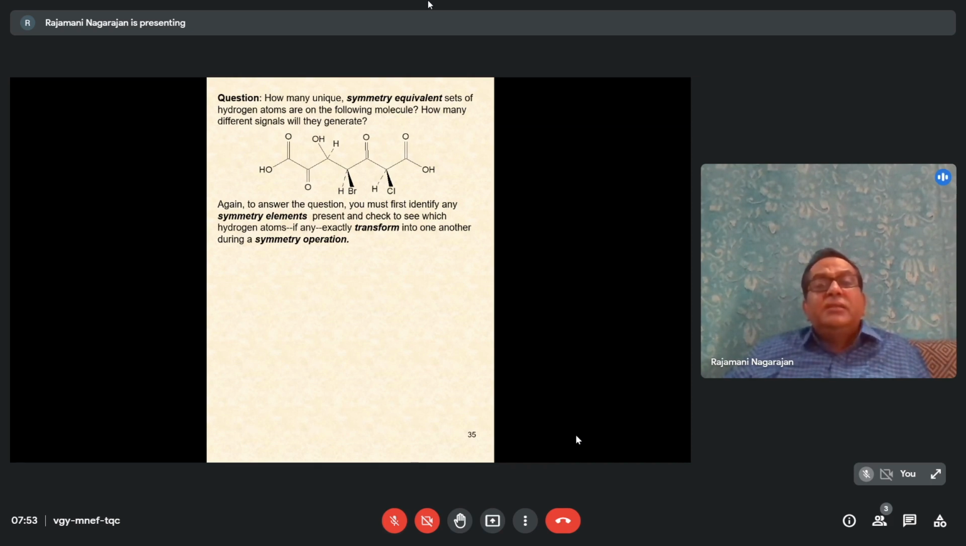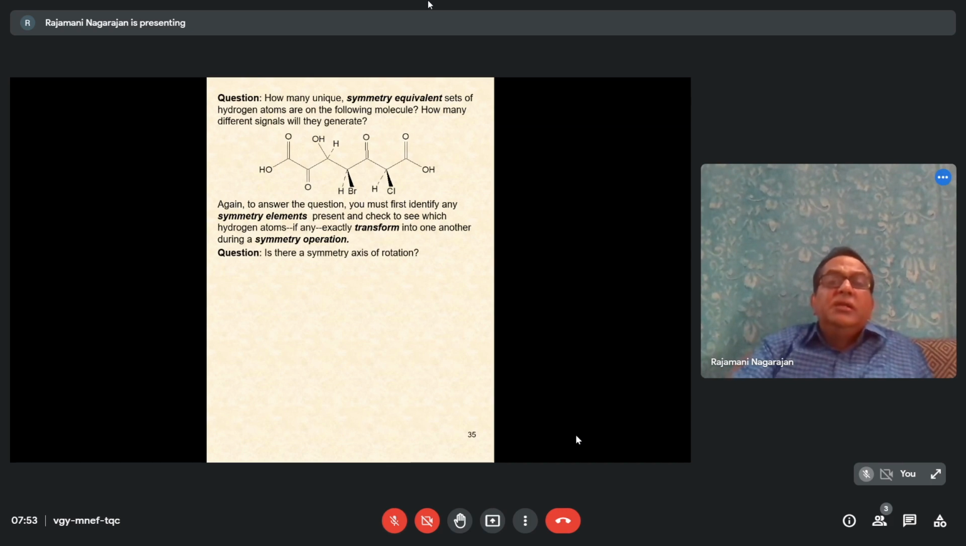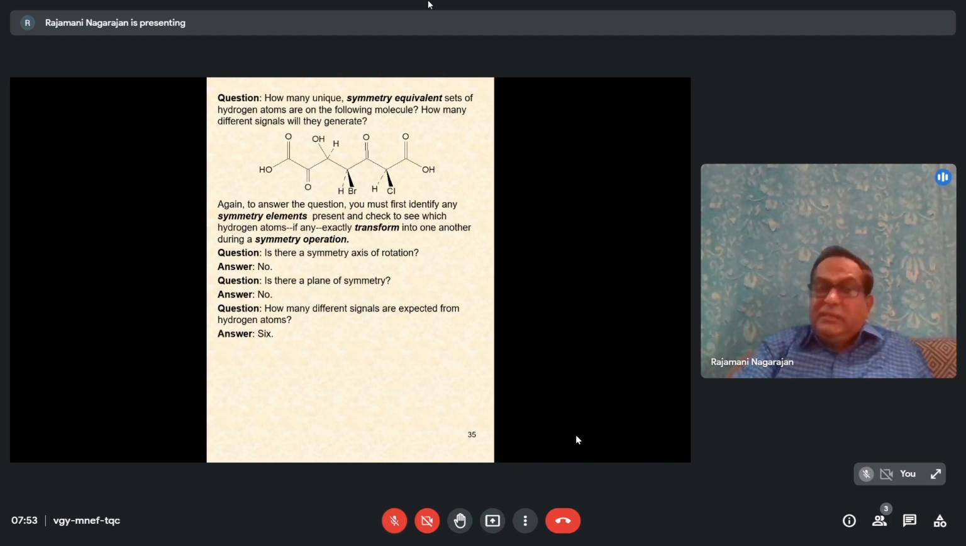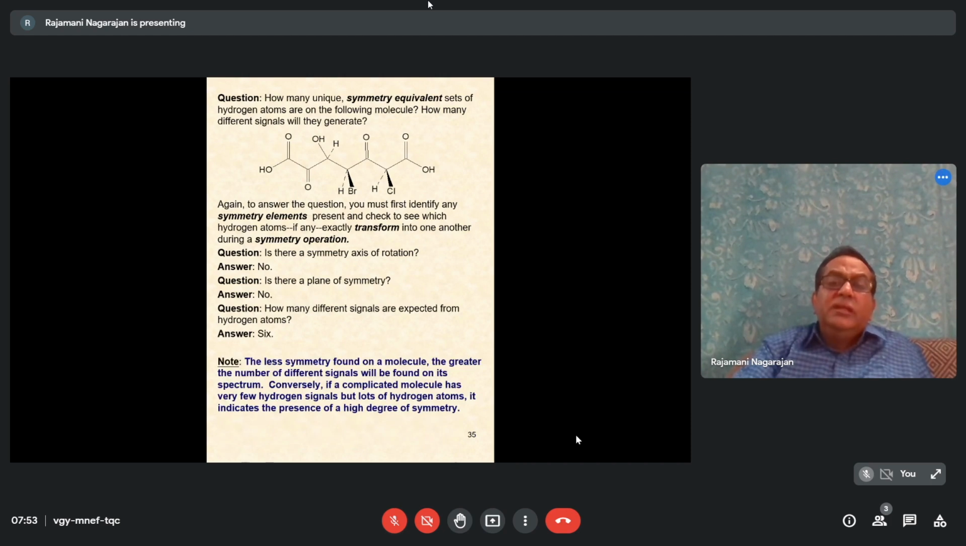Again, to answer this question, you must first identify symmetry elements, whether any of them is there or not. So, is there a symmetry axis of rotation in this molecule? No. And is there a plane of symmetry? No. How many different signals are expected from the hydrogen atoms? 6, because there are 6 different hydrogens. And so, the less symmetry.